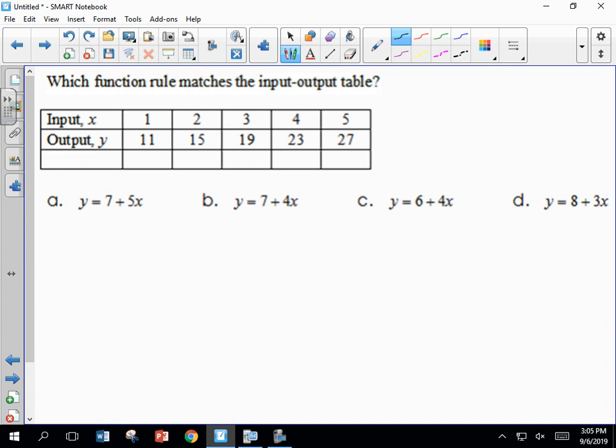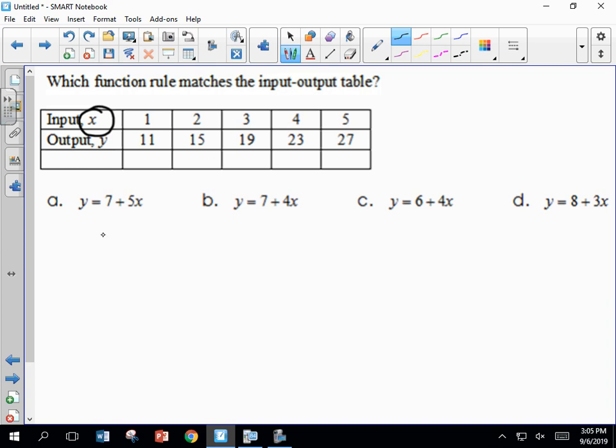And the best way to do it is to use the fact of input output. So all the x values are input values. So what we're going to do is take these input values and plug them into these equations for x, and whichever one matches this table, that is our solution.